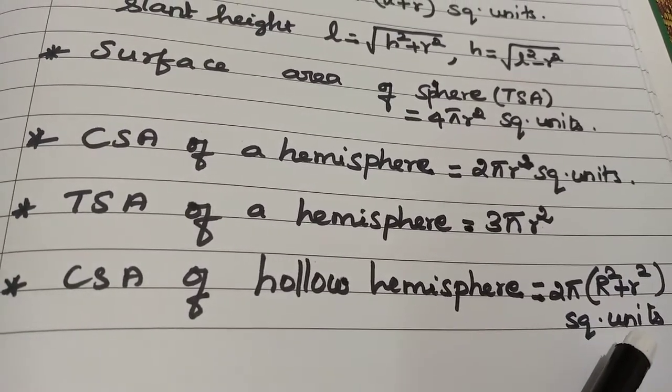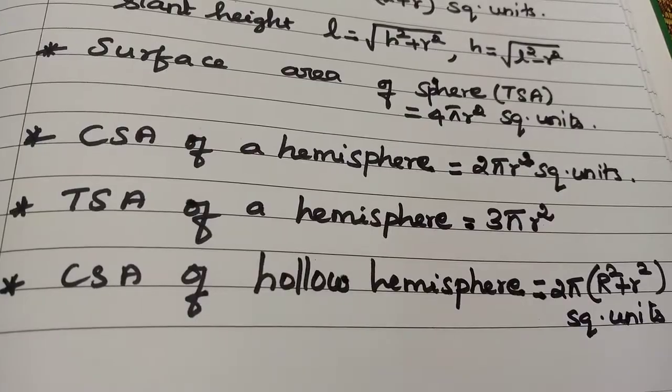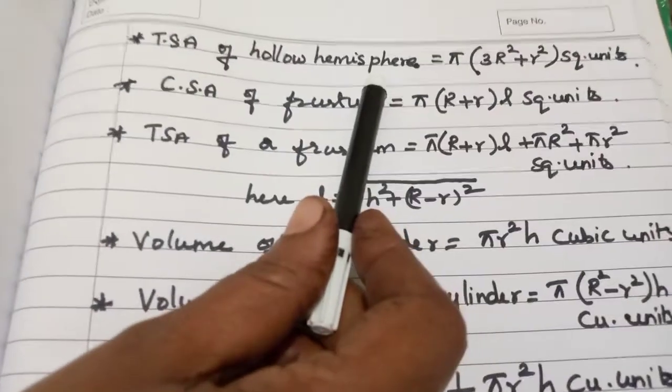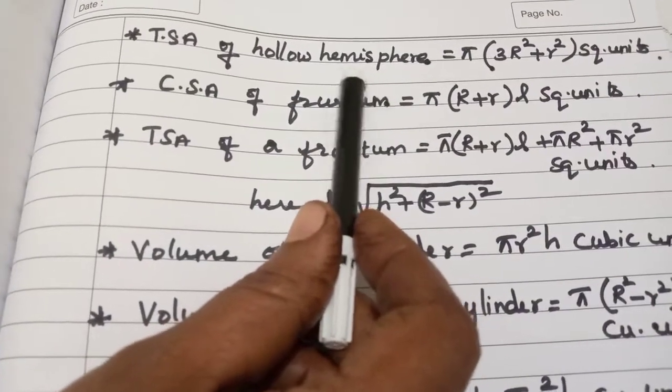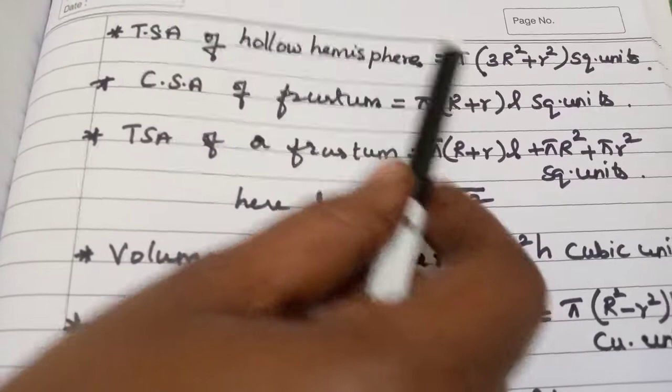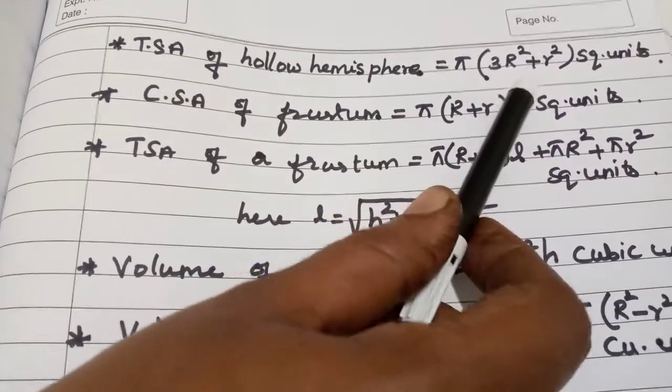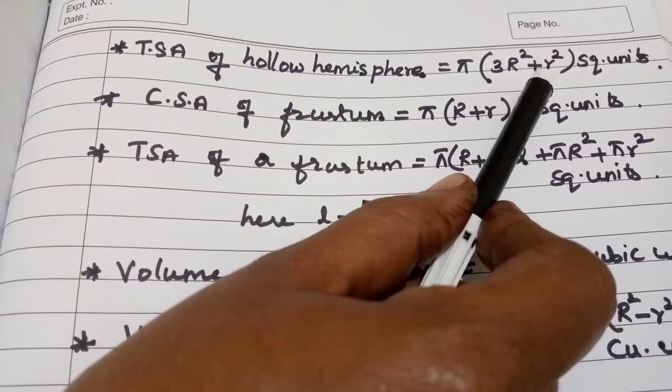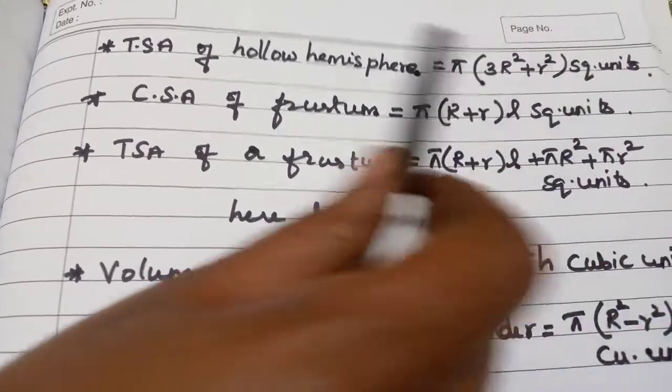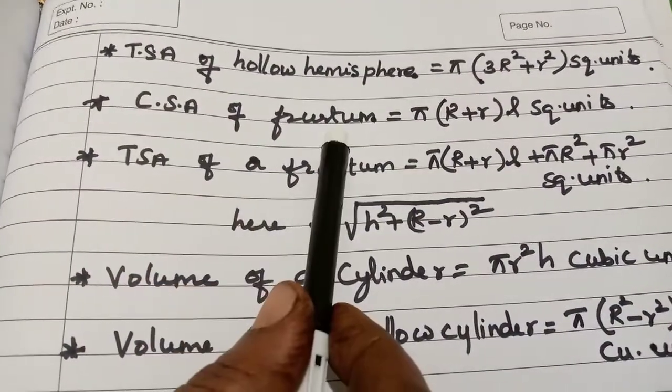Next formula is TSA of hollow hemisphere. TSA of hollow hemisphere is pi into 3R square plus small r square units. Okay. Next, CSA of frustum.